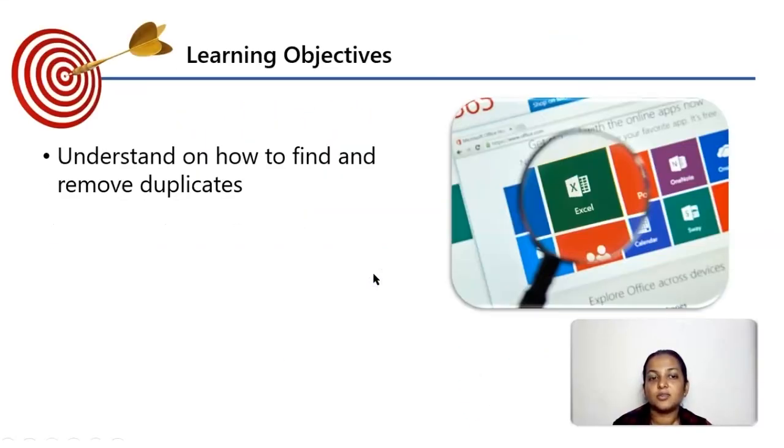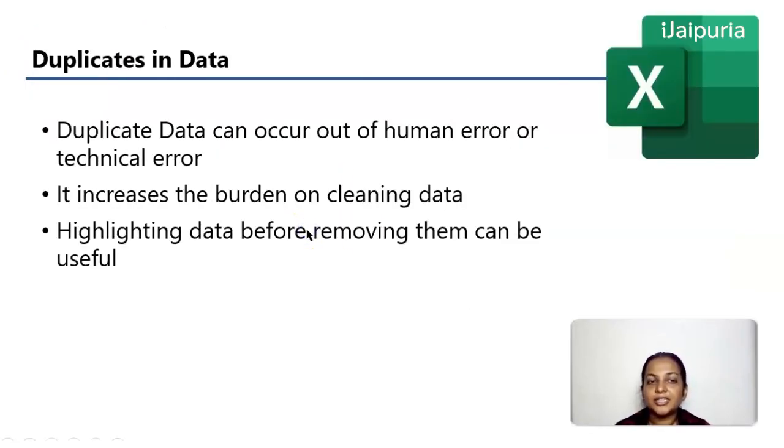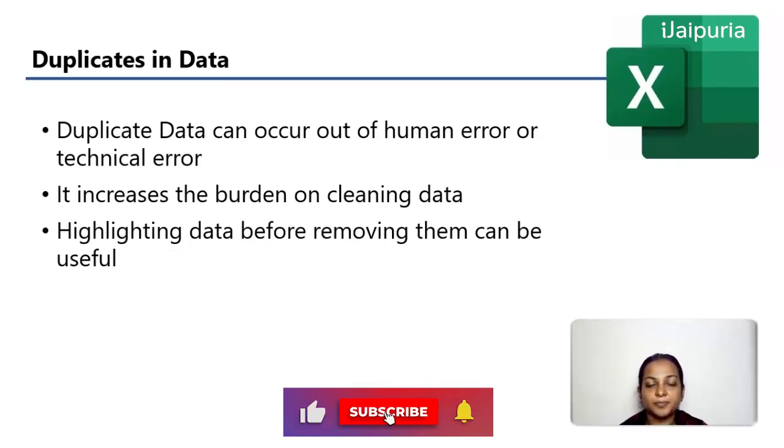In this session, we are going to understand the different processes on how we can remove duplicates from our data. When it comes to duplicate data, it can occur out of human error or technical error, or possibly the error may not be present at all.